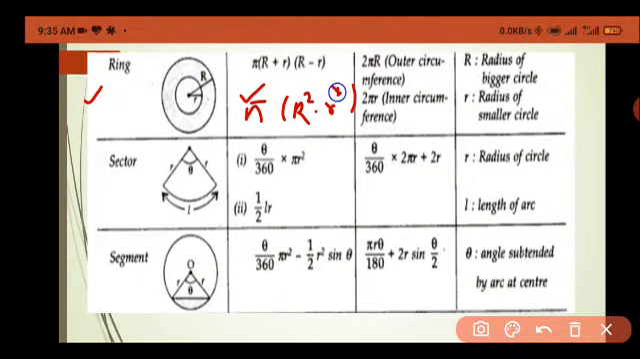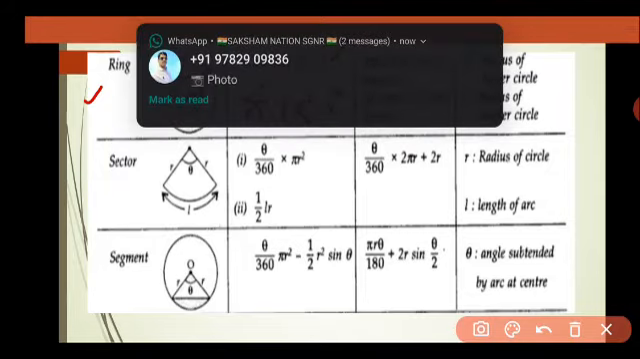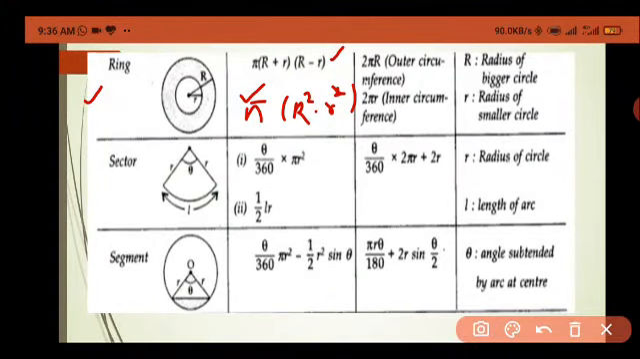Okay, and the a square minus b square formula we can put. So we will get pi into R plus r into R minus r. Okay, and the perimeter is 2 pi R plus 2 pi small r. If we add both, we will get the perimeter.